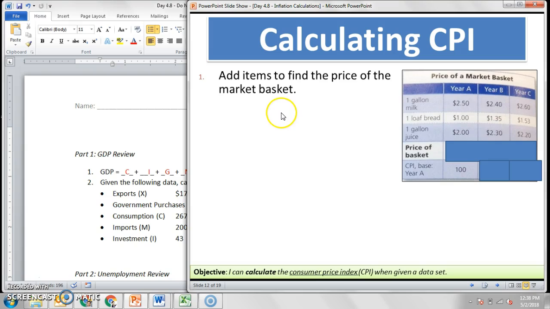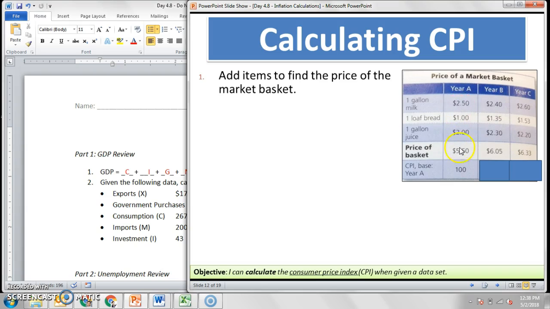So how do we calculate CPI? We're going to calculate CPI by adding the items to find the price of the market basket. So in year A, we're going to add together each of these prices, do the same thing in B and C, and we're going to get the price of our market basket. Now, the government is doing this on a much, much larger scale. We're doing this on a much smaller scale so that we can better illustrate it.